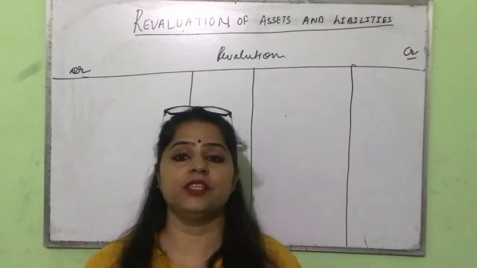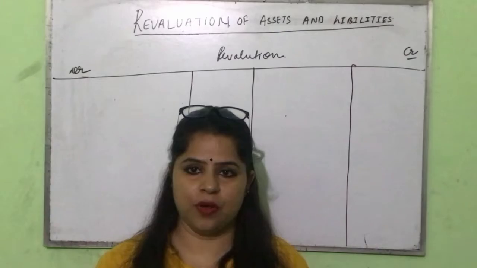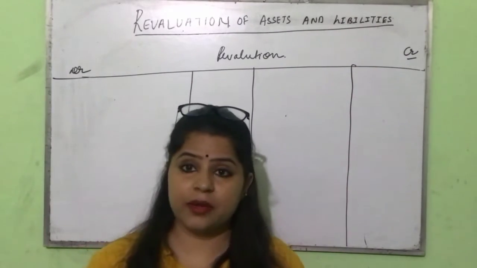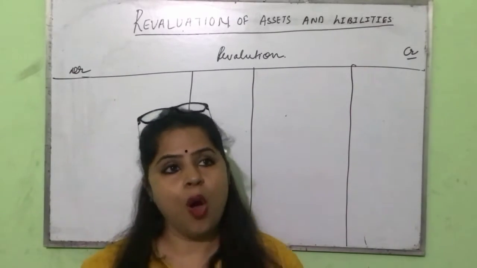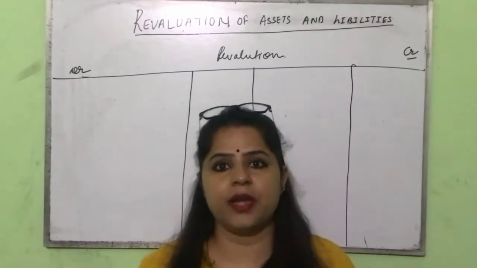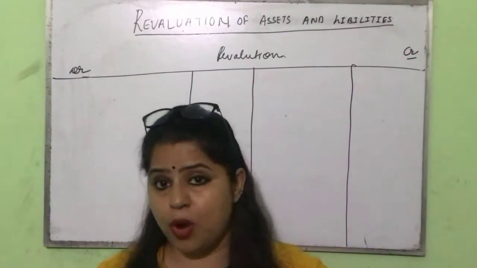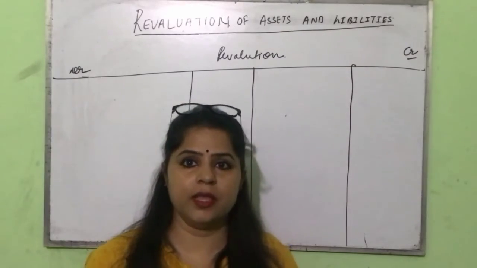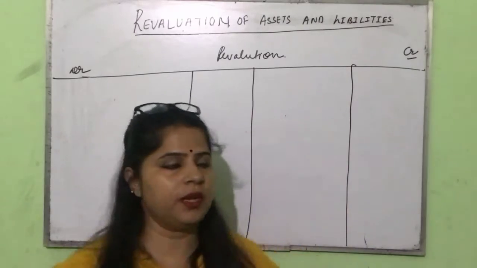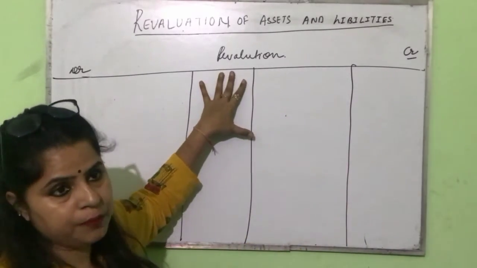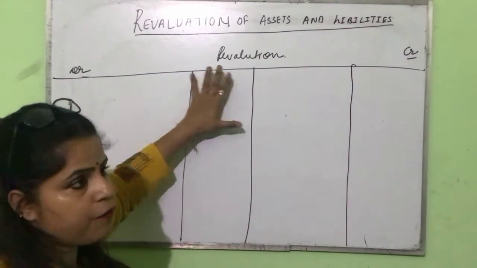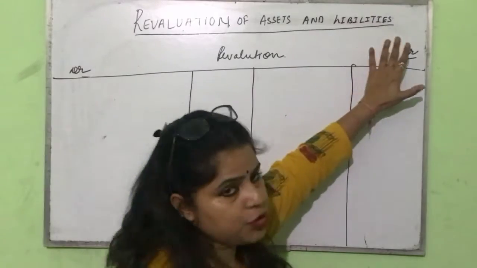Now what are the changes when we do the revaluation of assets and liabilities? Asset increases or asset decreases, liability increases or liability decreases, or maybe any asset which was not in the previous year but is created in the current year, or any liability which was not in the previous year but is created in the current year. So with the help of this information we prepare the revaluation account. Let us see how to prepare the revaluation account. So this is your revaluation ka format. This is the debit side, this one is your credit side.